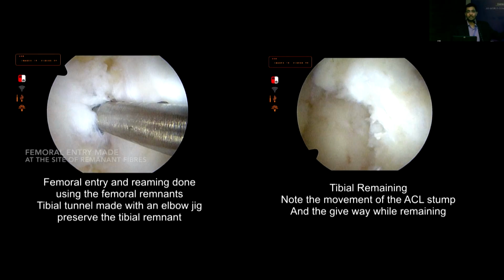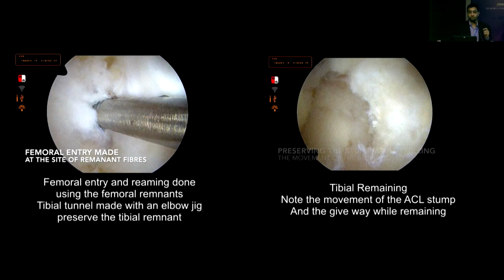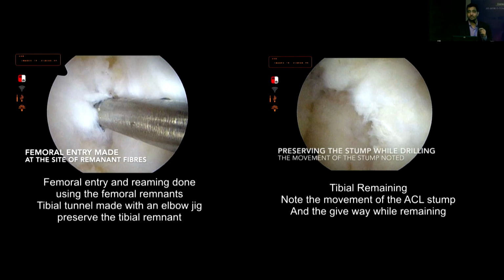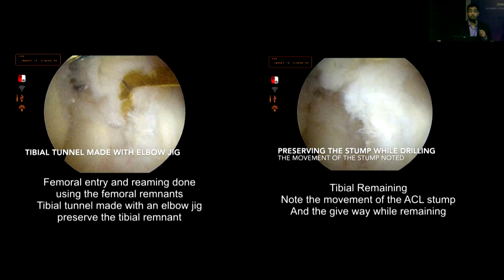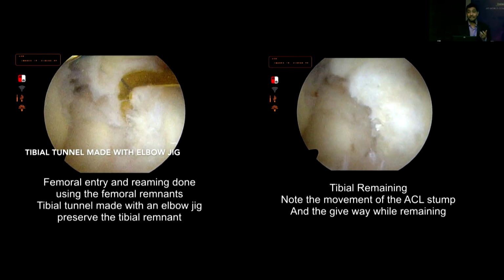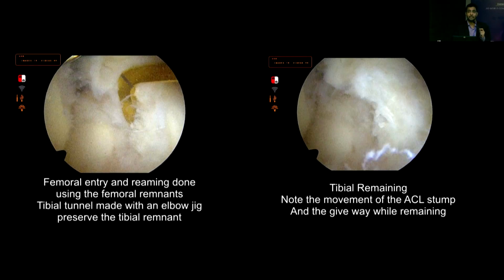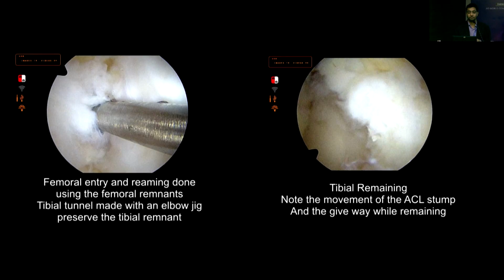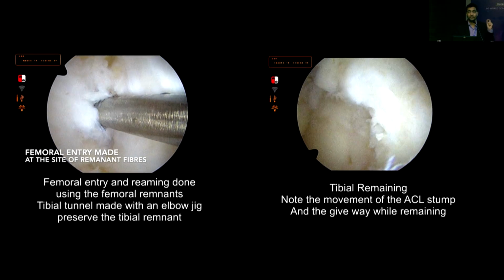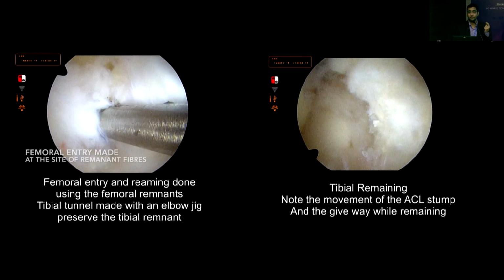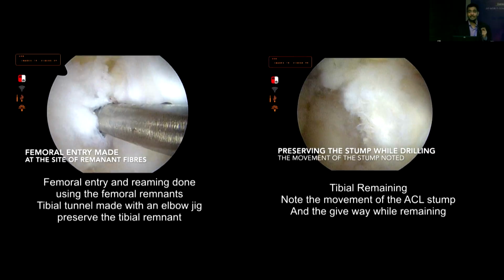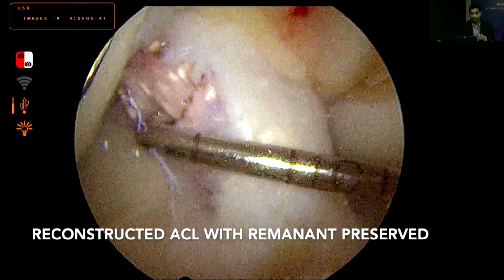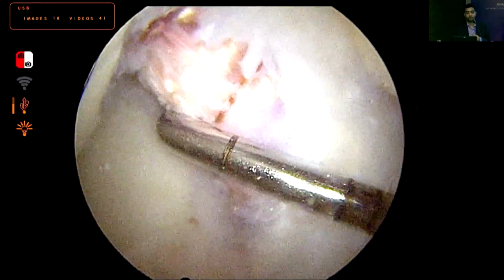The video on the left is a very interesting video. That is how you preserve the ACL stump. The drilling is done by a trained hand who understands the feeling of give way, so as to not injure the ACL. There's a dance that happens around the ACL stump prior to the give way, and that is very important. This is a reconstructed ACL with the remnant preserved.